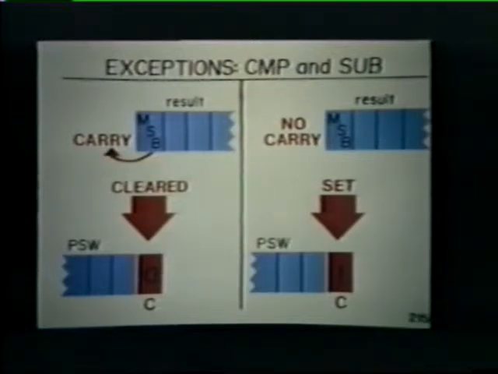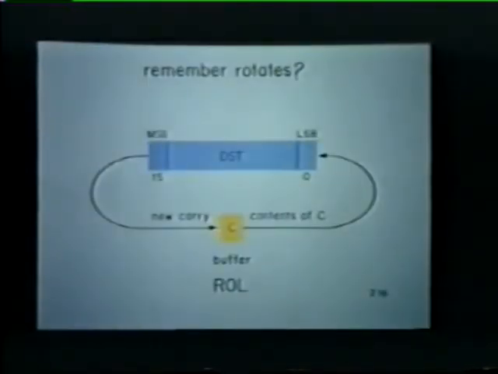By the way, do you remember the rotate instructions? That's right. We've used this C bit before. If, for example, we rotate left, the new carry out of the most significant bit, bit 15, moves into the C bit, and the old contents of the C bit moves into the least significant bit, bit 0. In effect, our C bit forms a buffer between the most significant and least significant bits when we use rotate instructions.